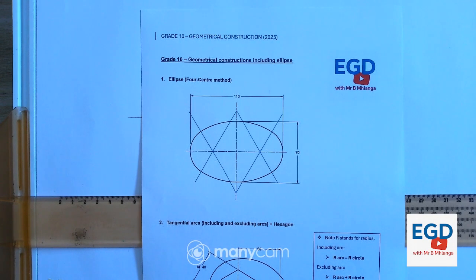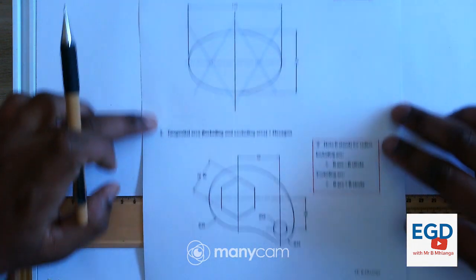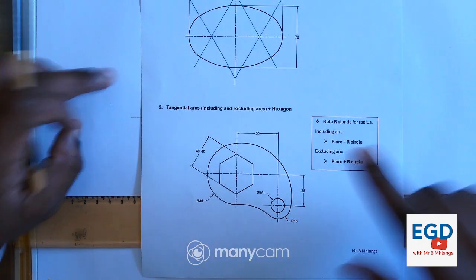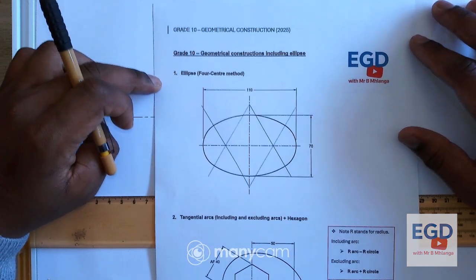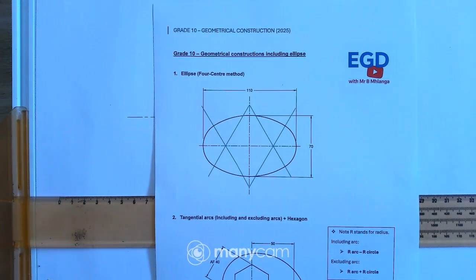Okay, grade 10s. In this video, I'll show you how to construct an ellipse using the 4 center method, and I'll also draw this figure here. Obviously, this figure is about the tangential arcs, so I'll just show you and explain the including and excluding arcs. So first, I'll start by constructing this ellipse right here.